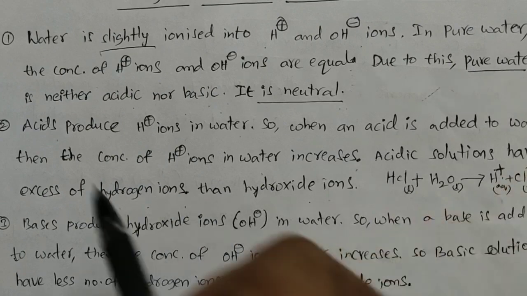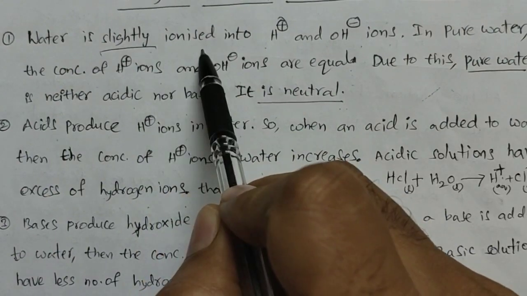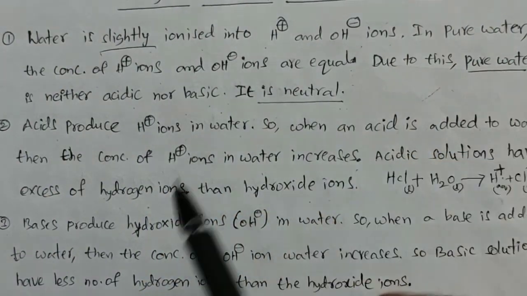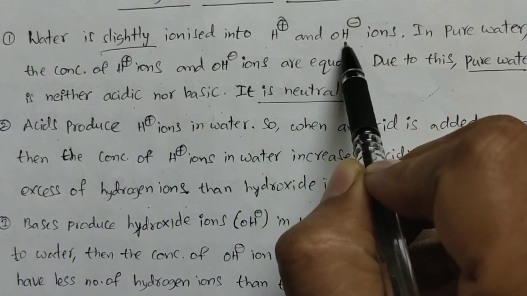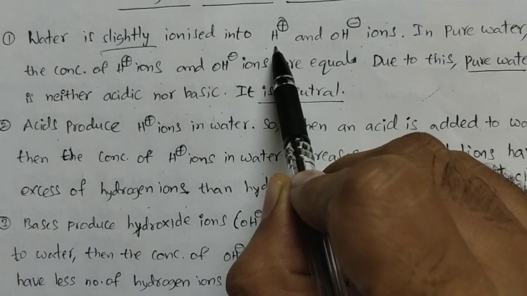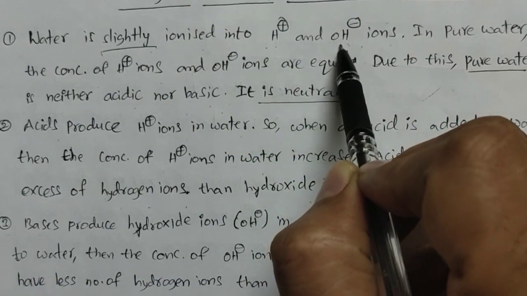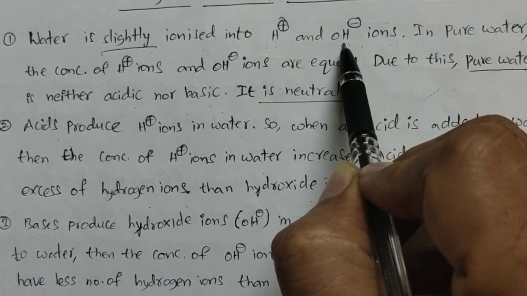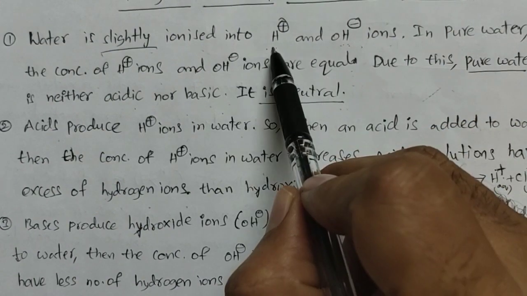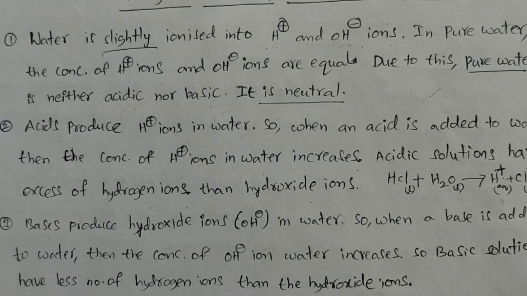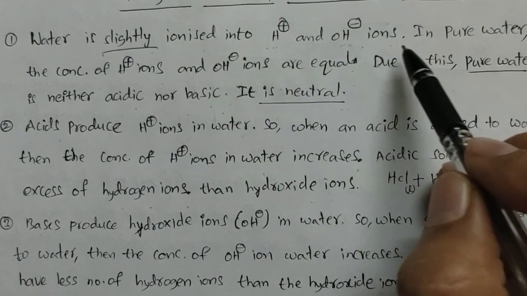If you consider water, generally water is slightly ionized into H plus and OH minus ions. So water contains a small number of H plus and OH minus ions. How are these H plus and OH minus ions formed? They are formed by the dissociation of water. But this dissociation occurs only to a small extent. That is the reason why these two ions exist in minute quantities, and they are not significant.